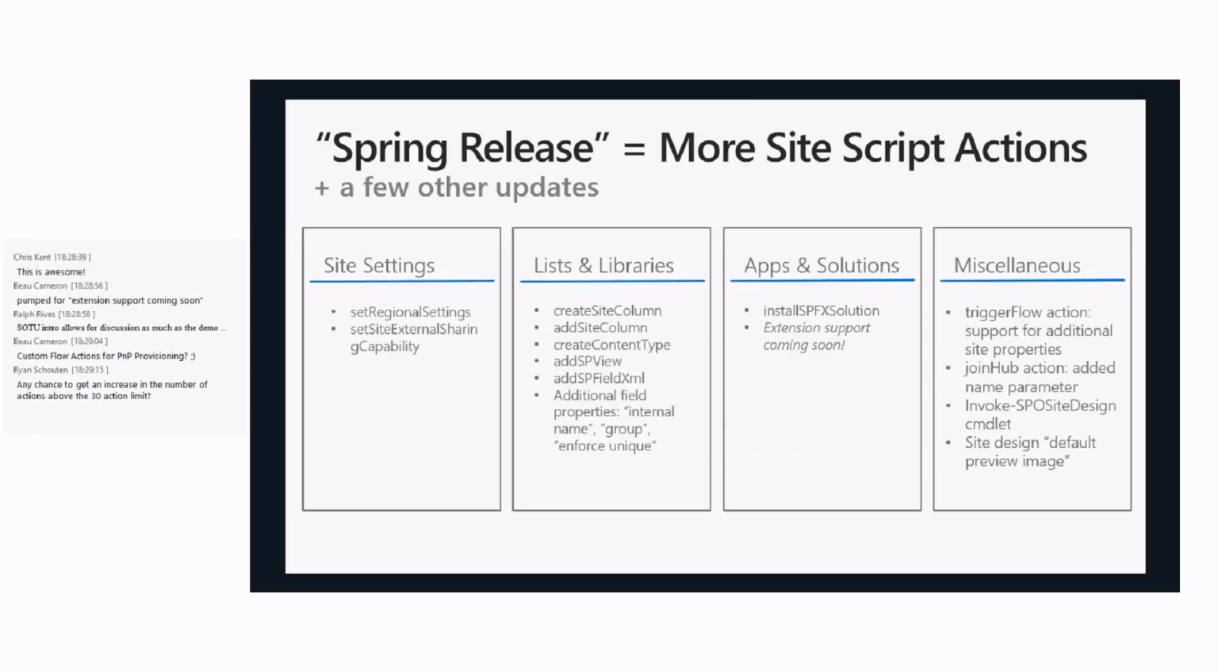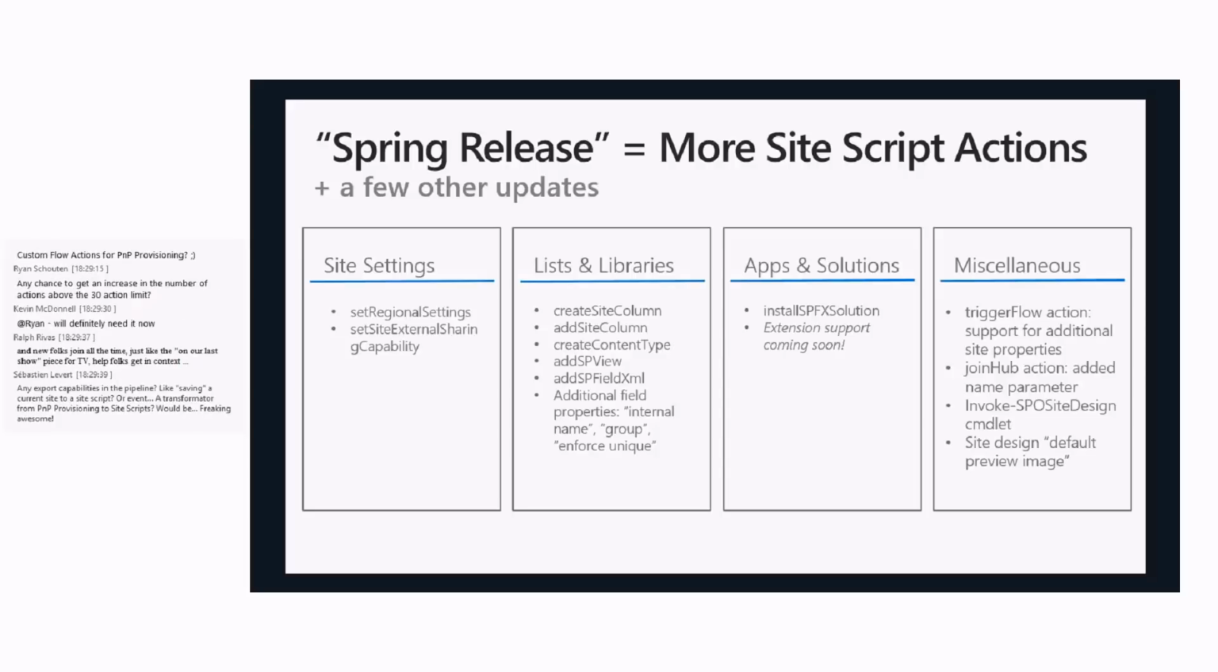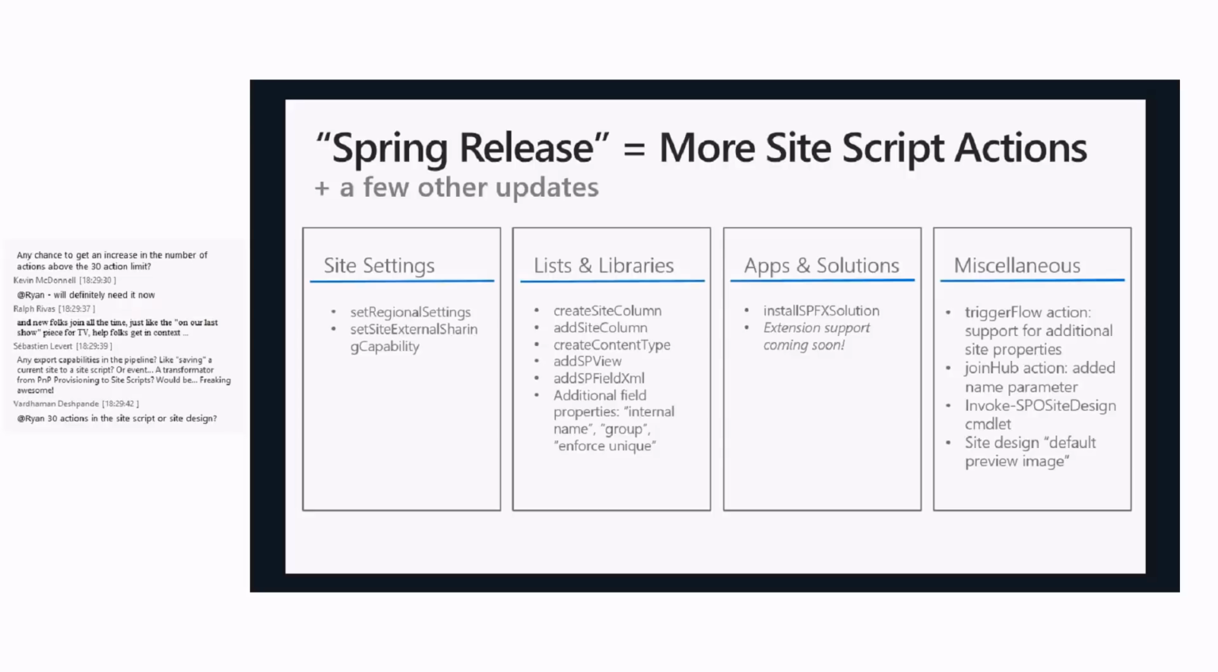A bunch of list and library actions. I think the big one here is we now have site column support, and we also have the ability to create your own content types, as well as create your own custom views. Now, I will say there's definitely some more work to do in a couple of these areas, but I think you'll be pretty excited with where these new actions are going.